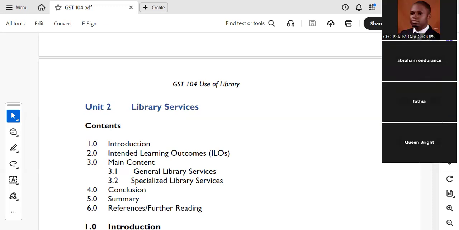The academic libraries for institutions, the research library for special researches, the school libraries for primary and secondary school, the public library for a community, and the national library for the country.